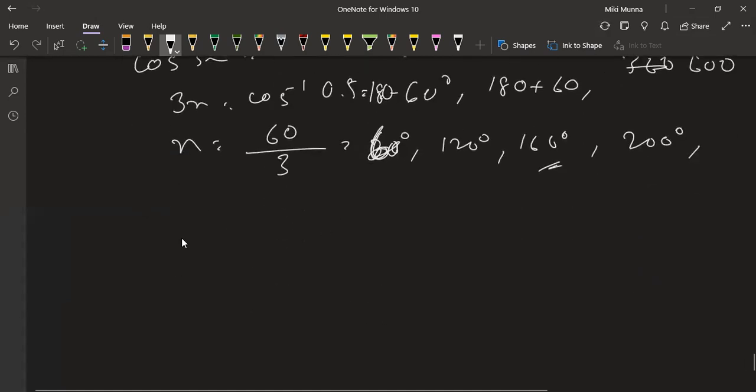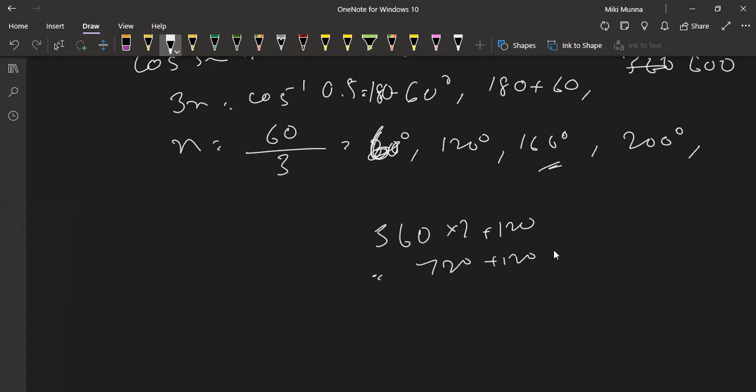And finally, is there any other value possible? 360 into 2 plus 120. That is 720 plus 120, which is 840. 840 divided by 3, 3 eights are 24, so 280, isn't it? So this can also be considered. So 280 degrees is also possible here.